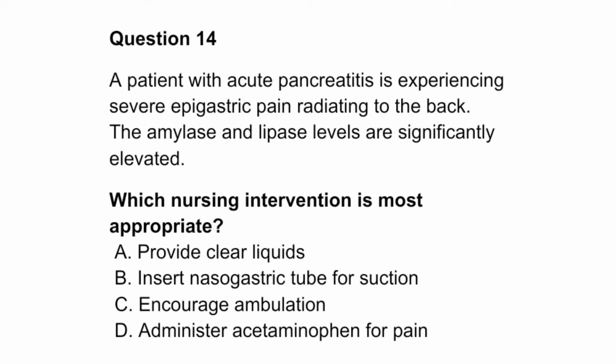Question 14. A patient with acute pancreatitis is experiencing severe epigastric pain radiating to the back. The amylase and lipase levels are significantly elevated. Which nursing intervention is most appropriate? A. Provide clear liquids. B. Insert nasogastric tube for suction. C. Encourage ambulation. D. Administer acetaminophen for pain.